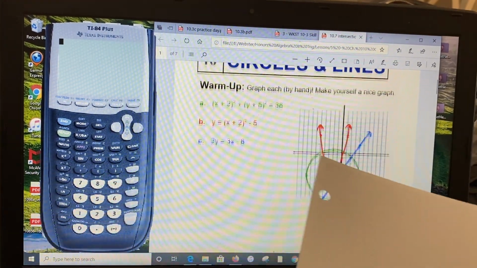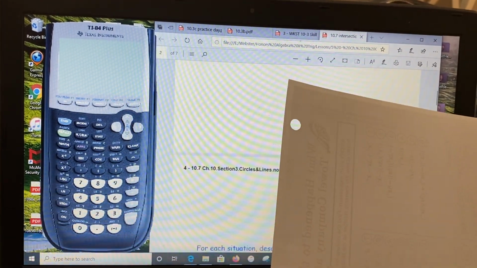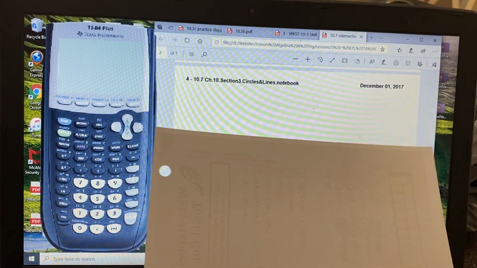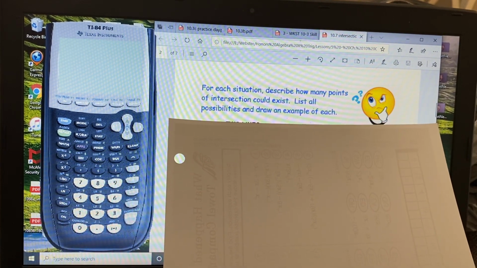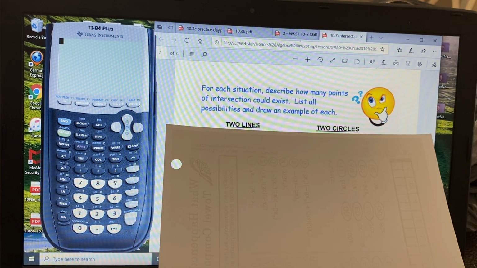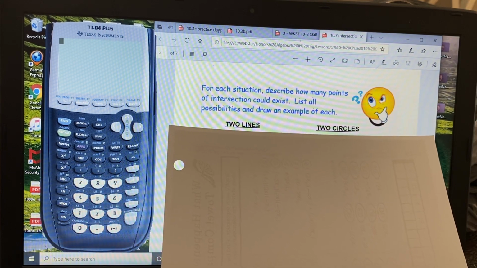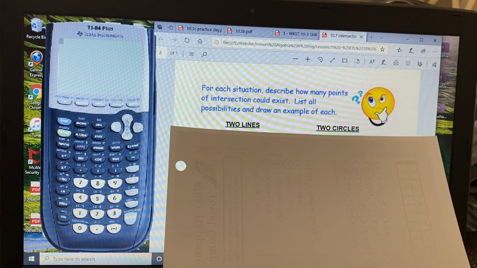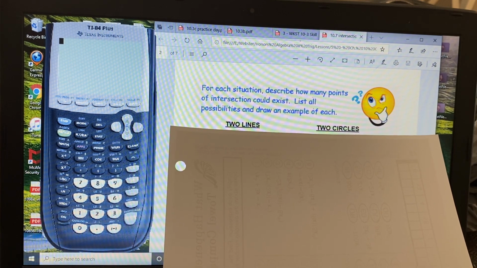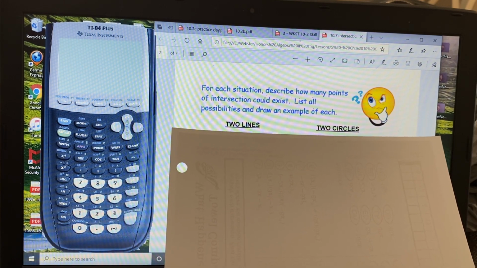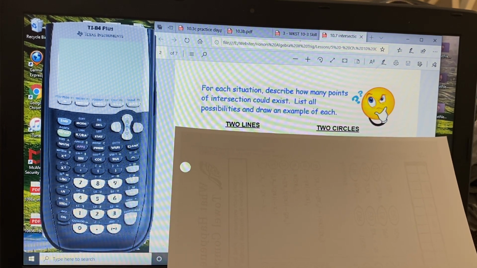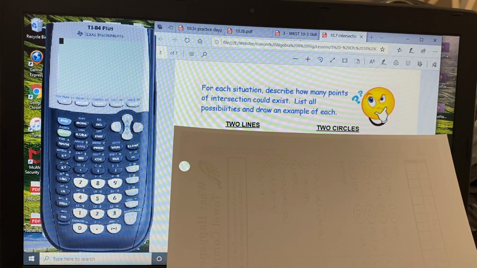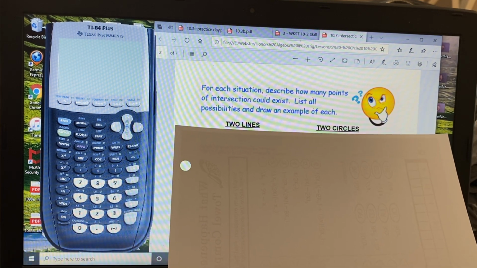I don't want you to see the answer here, so I'm sorry, one thing I want to show you. For each situation, I want you to think about how many points of intersection could exist and list all of those. So think about 2 lines and then think about 2 circles. We did the 2-line one already, but think how 2 lines can intersect. They can crisscross and touch once. They can be the exact same line and touch infinitely many times, or they could never touch, be parallel, and have no solution.